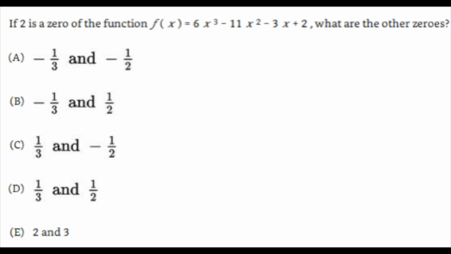If 2 is a zero of the function f(x) = 6x^3 - 11x^2 - 3x + 2, what are the other zeros? A, -1/3 and -1/2. B, -1/3 and 1/2. C, 1/3 and -1/2. D, 1/3 and 1/2. Or E, 2 and 3.